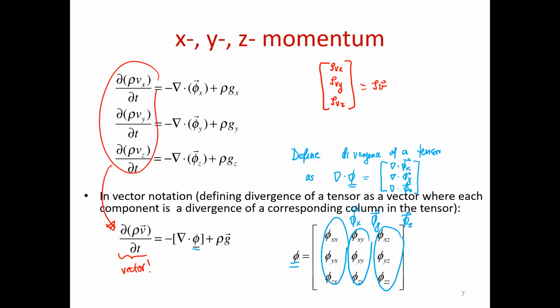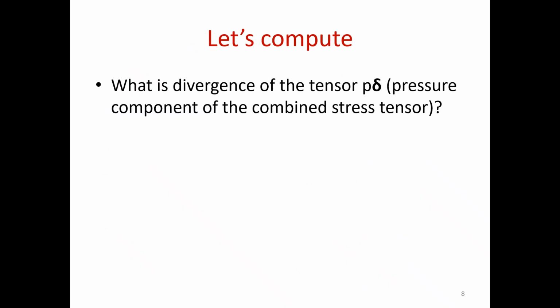Yes, I'm torturing you a little bit with the vector calculus shorthand notation, but you should be exposed to it because it's pretty powerful. All right, so let's just compute now for practice. What is divergence of the tensor P delta? And by this I mean P times the identity matrix.